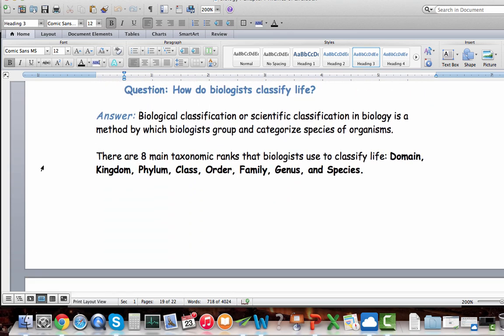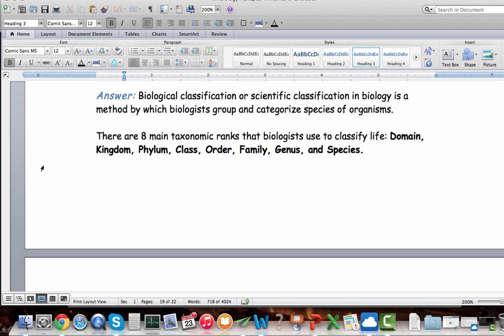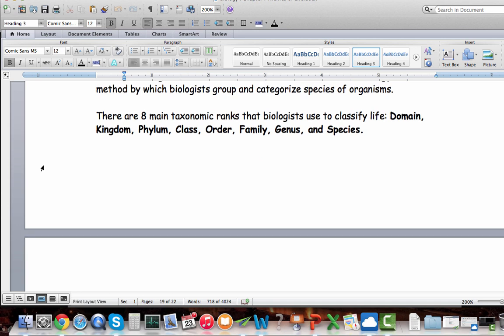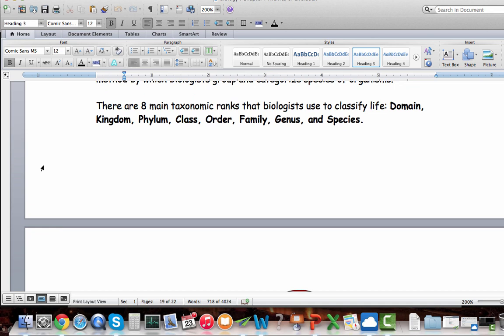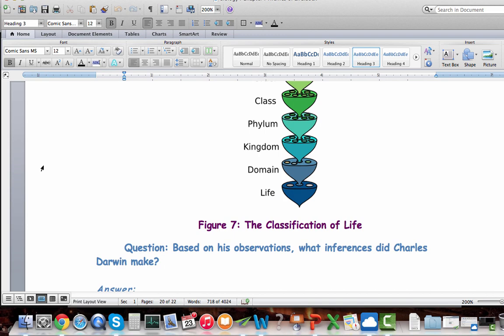Question: how do biologists classify life? Answer: biological classification, or scientific classification in biology, is a method by which biologists group and categorize species of organisms. There are 8 main taxonomic ranks that biologists use to classify life: domain, kingdom, phylum, class, order, family, genus, and species.